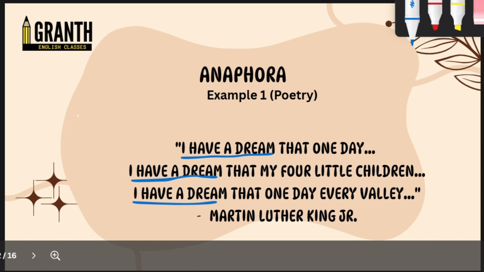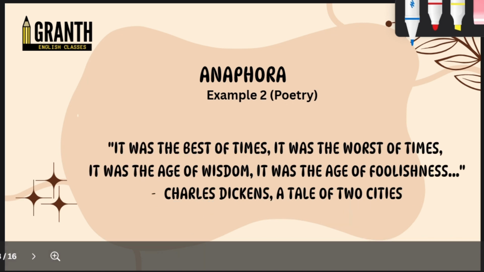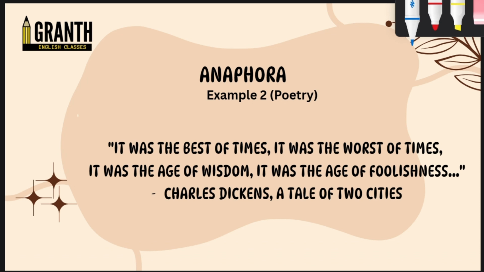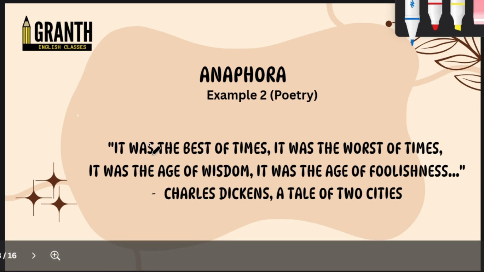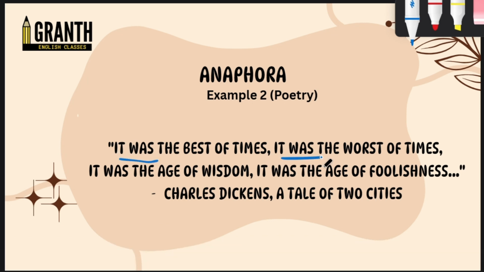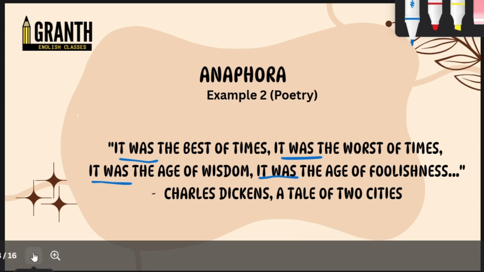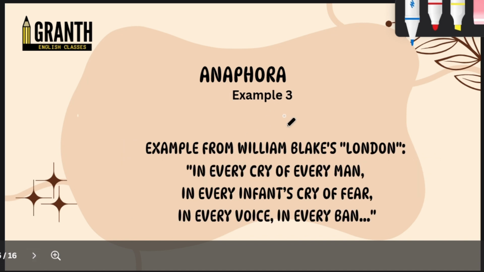Okay, now we come to: it was the best of times, it was the worst of times, it was the age of wisdom, it was the age of foolishness. Now what are we repeating? It was. So I suppose it's becoming clear to you, so that when you come to the poetry, you don't miss it out. Now the third example, William Blake's London.